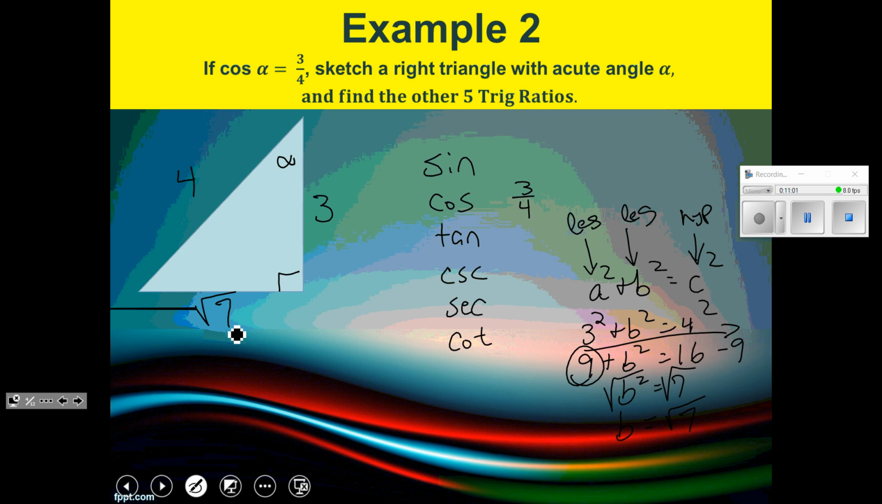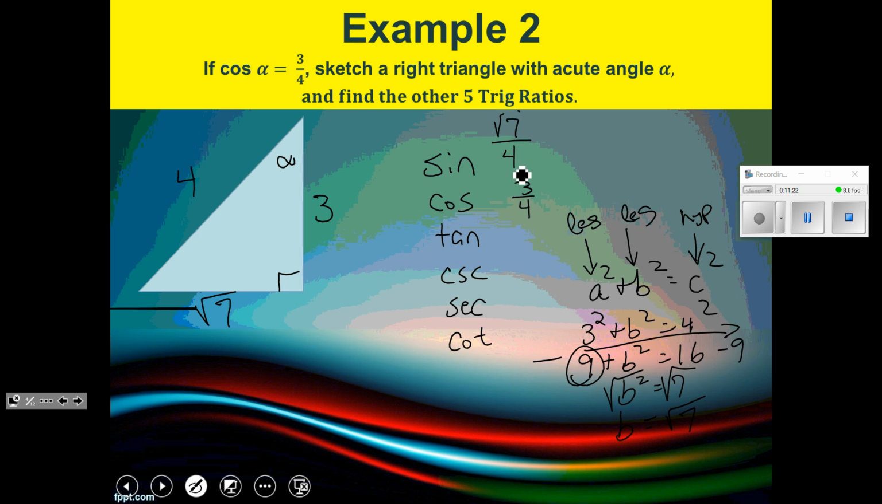Now if we use what we did in the first example, sine is going to be the opposite over the hypotenuse. So what's the opposite here? The opposite to the alpha is square root of 7 over 4.